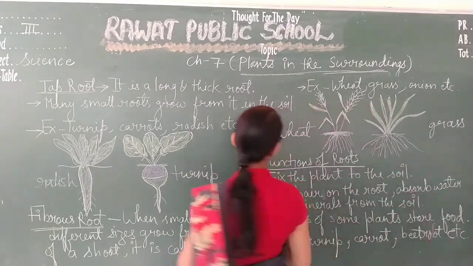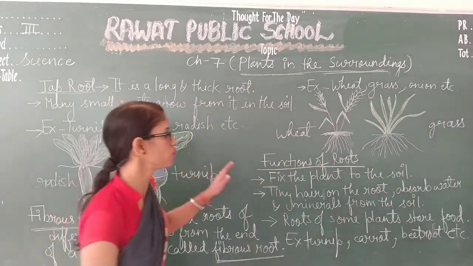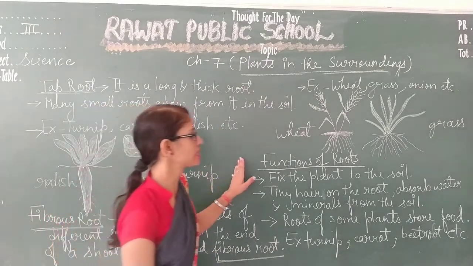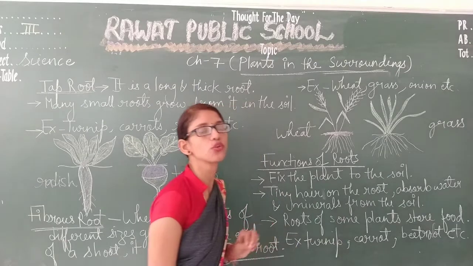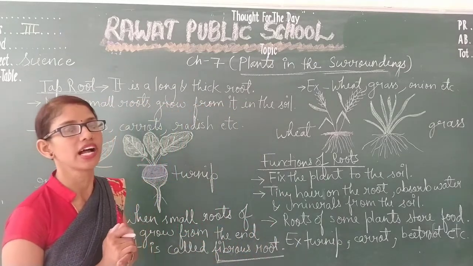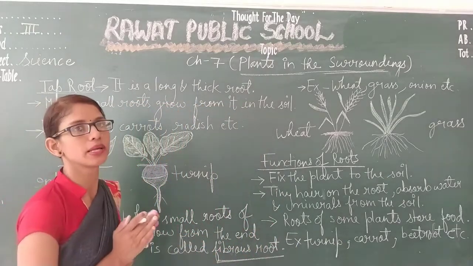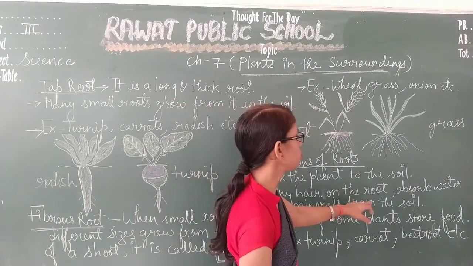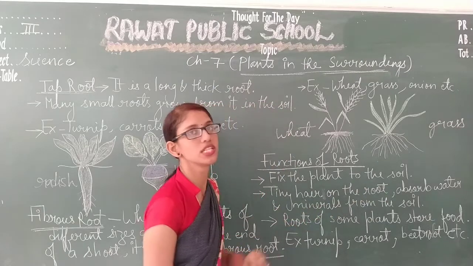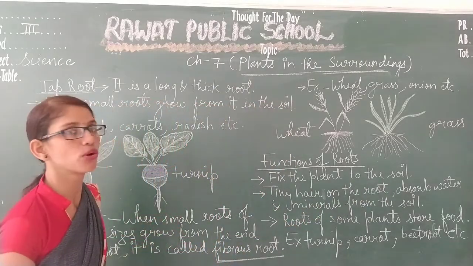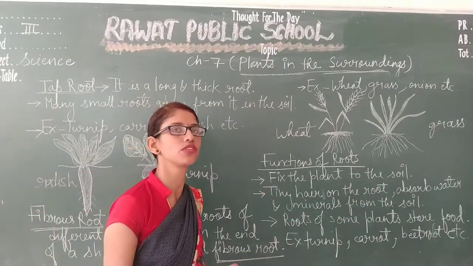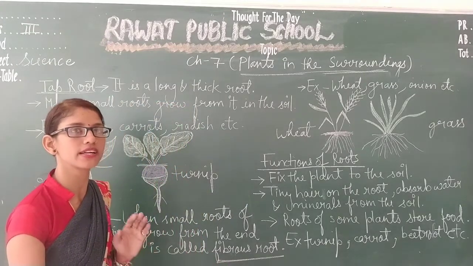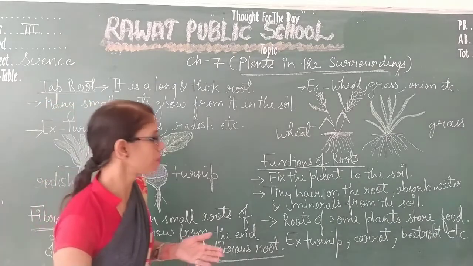Next, let us talk about the functions of the root. The first is that roots of the plant fix it into the soil. Next, tiny hairs on the root absorb water and minerals from the soil. We know that a large number of root hairs are present on the surface of the root that help in absorption of water and minerals from the soil and transfer them to the rest of the parts of the plant.